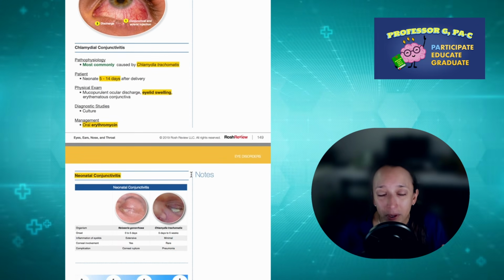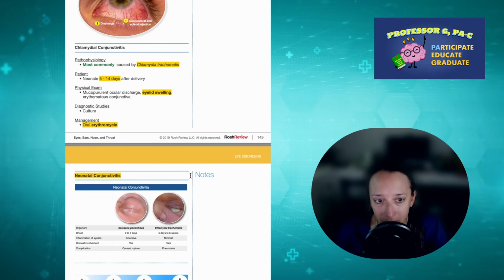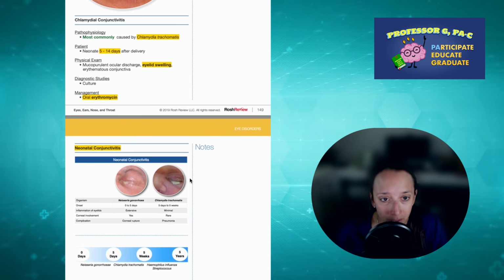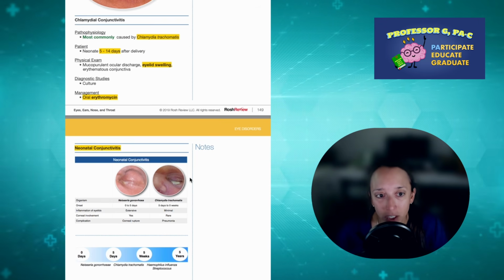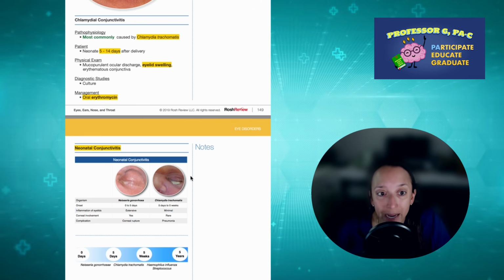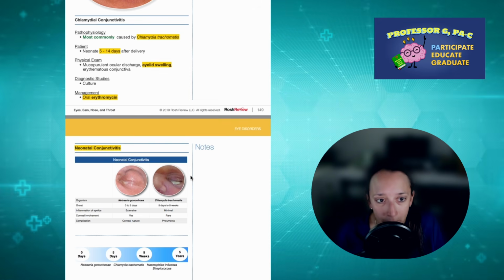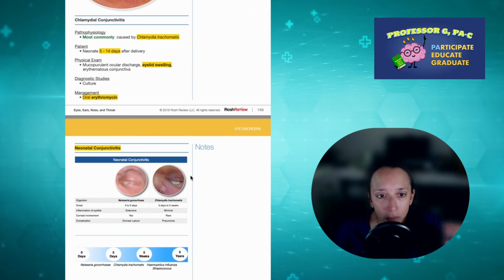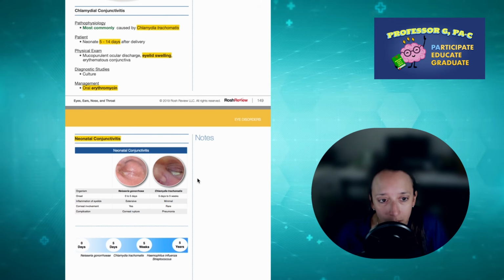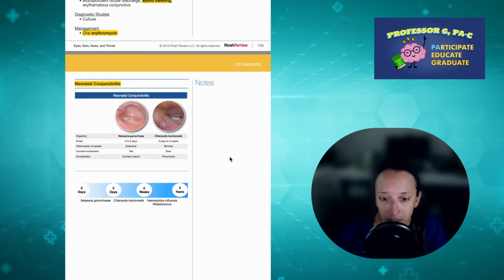A couple other specialty conjunctivitises is chlamydial conjunctivitis. With chlamydial conjunctivitis, it's most commonly caused by Chlamydia trachomatis, and we see it most often in patients like neonates, anywhere from 5 to 14 days after delivery, which is later than what we would see with gonorrheal conjunctivitis in a neonate. As far as physical exam, we'll see a mucopurulent ocular discharge with some eyelid swelling and erythematous conjunctiva. We'll get a culture to help make the diagnosis, and we'll give oral erythromycin.